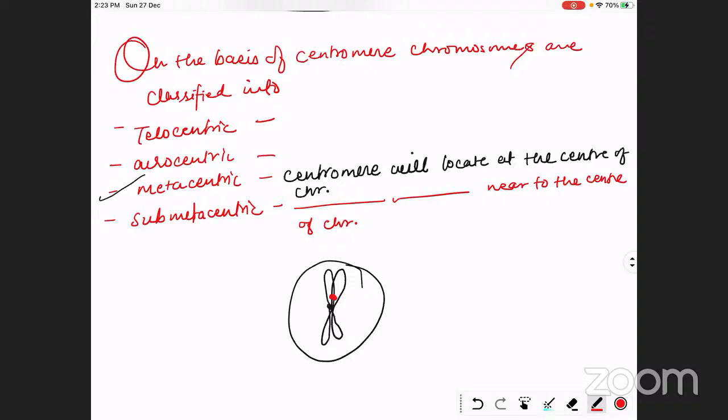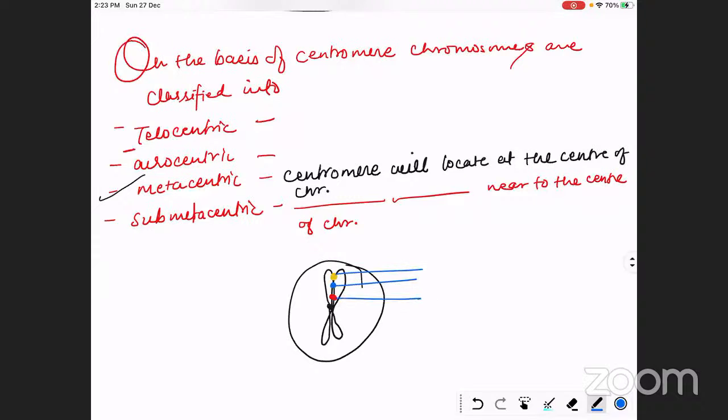Now, not the submetacentric, then acrocentric or telocentric. So telo means terminal, T for telo and T for terminal. So when the centromere is terminal like this, so the centromere will be present here, it is known as the telocentric. And if the centromere is towards the terminal, just near to the terminal point, it is known as the acrocentric. So this is the acrocentric.